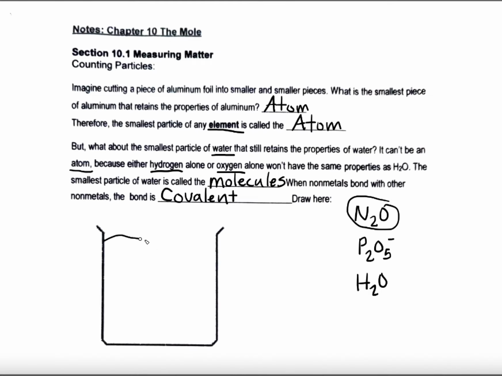So those are covalent, and when we're working with those things, we refer to those as molecules. So if I had a beaker of water right here, that beaker of water, if we were to zoom in on it, is made up of individual H2O molecules. And that would be the smallest part of water, those H2O molecules, right? So that's what we're talking about when we deal with covalent substances, which are molecules.